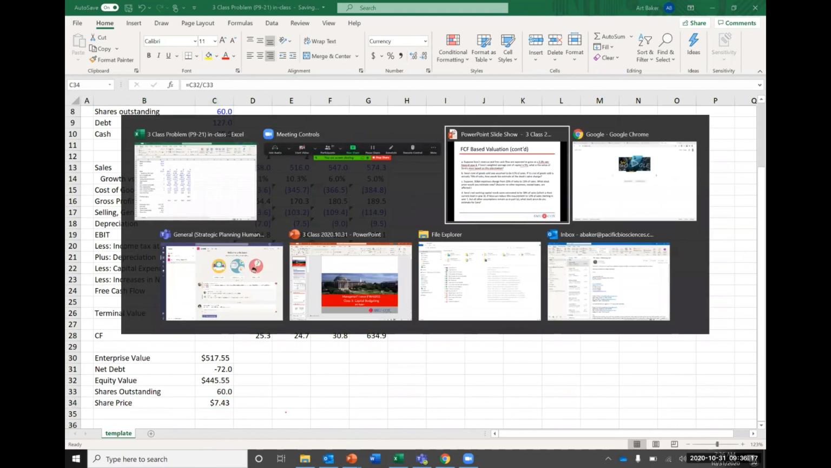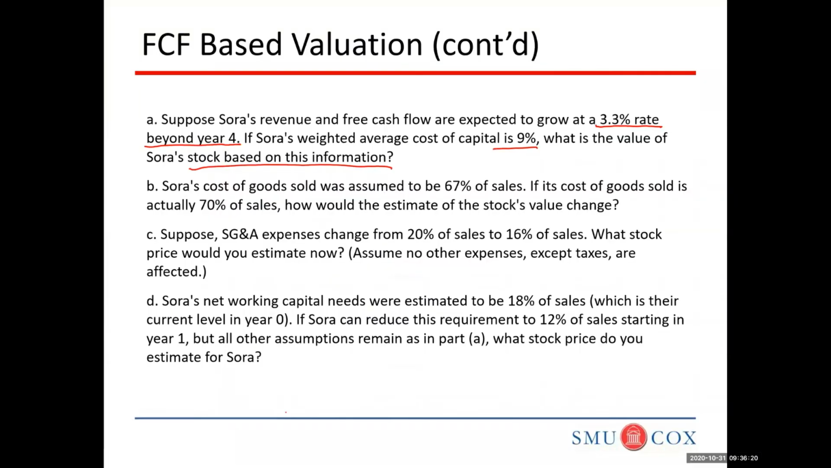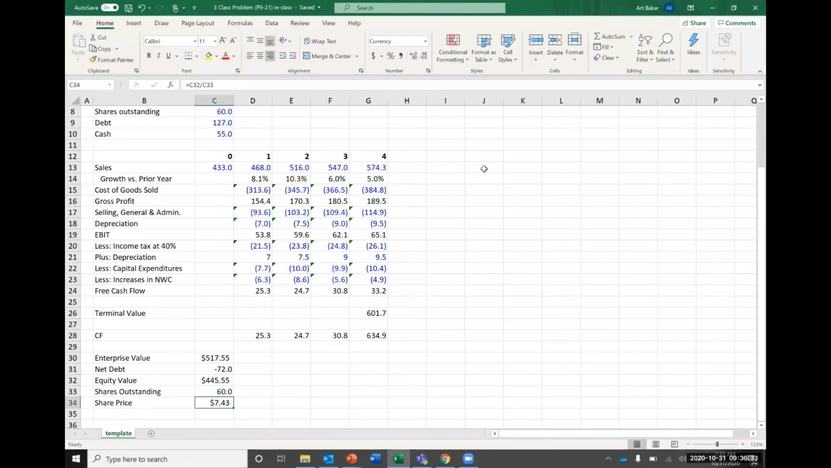Let me just quickly go back to this problem statement. So we've got 743 as the answer. Does anybody want me to go back and show you the solution? Some people are probably getting something else. I'm happy to clarify. How did you get the net debt again? It's debt minus cash. So it's 127 minus 55.